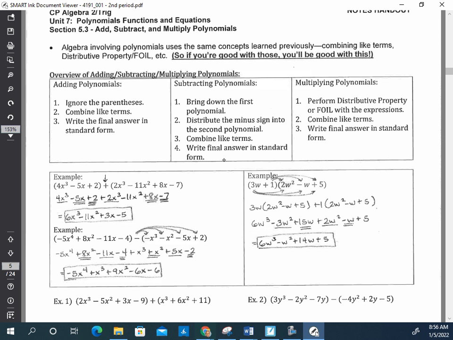As far as adding, subtracting, and multiplying goes, if you know how to combine like terms and do distributive property, then 90% of this lesson you've already done. So you're all good. You need a pencil?